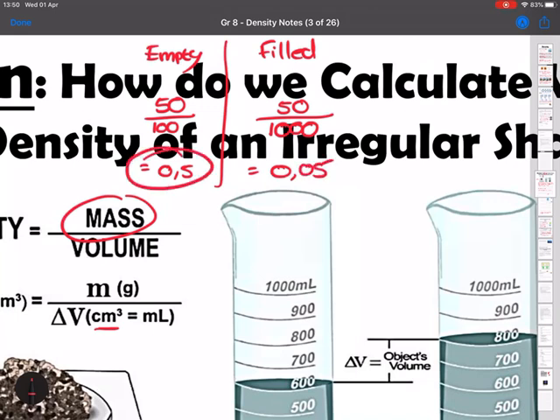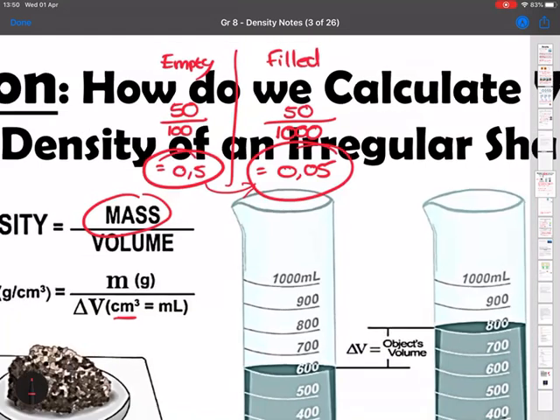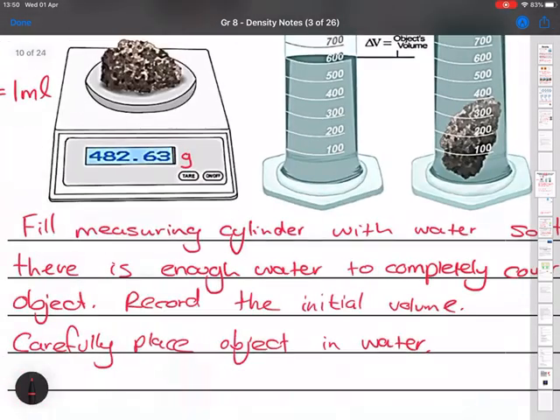And obviously 0.5 is much different to 0.05. So by filling up the balloon with air, you've decreased its density. And that's why it would then float on water.